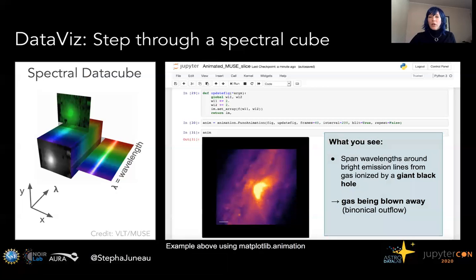And in the other part, similar function, but looking at a different range in the cube, this time we're looking at gas ionized by the black hole. So the motion is different. We can actually see that it's basically blown away. This is cone shaped in the middle. And then if it's blowing toward us, it's bluer, and then away from us is redder.